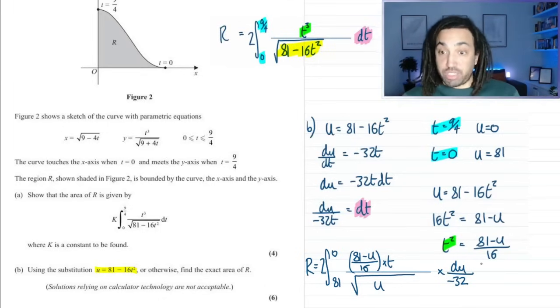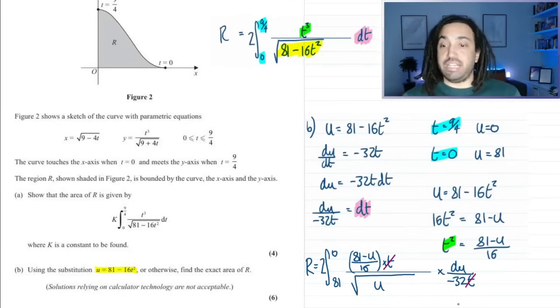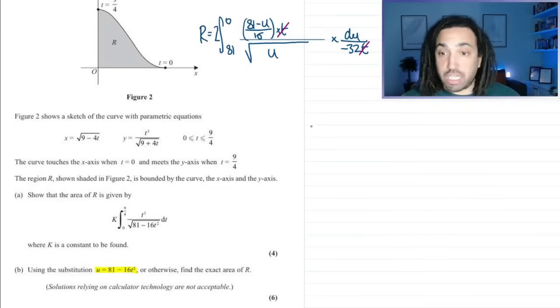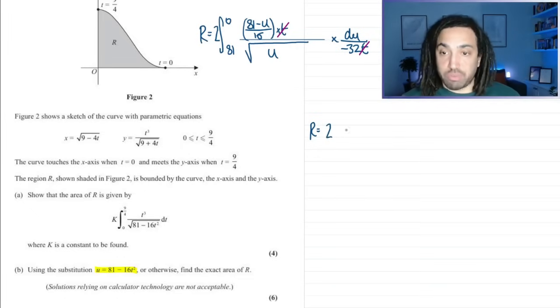Okay, minus 32t, sorry. And then as anticipated, the t will cancel like that, and that is just in terms of u. Perfect. Now let's integrate it. Okay, so let's call it r. And what have we got here? We've got 2.